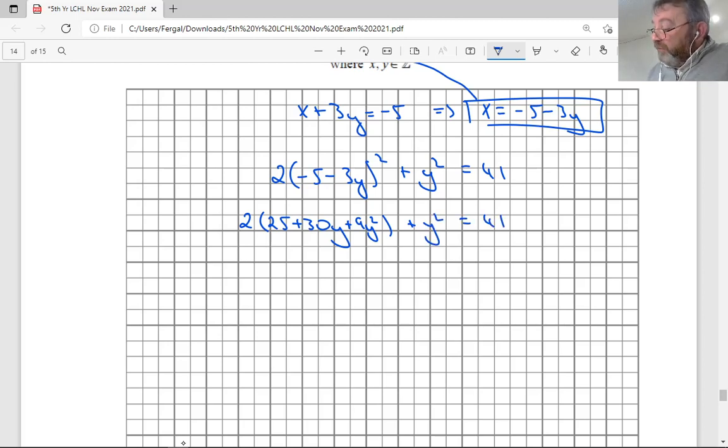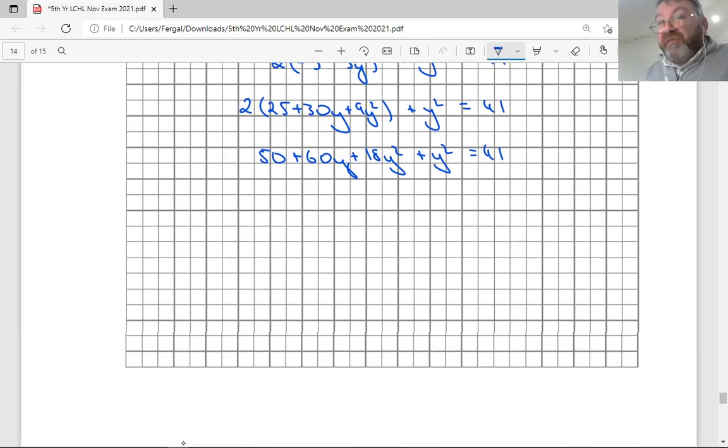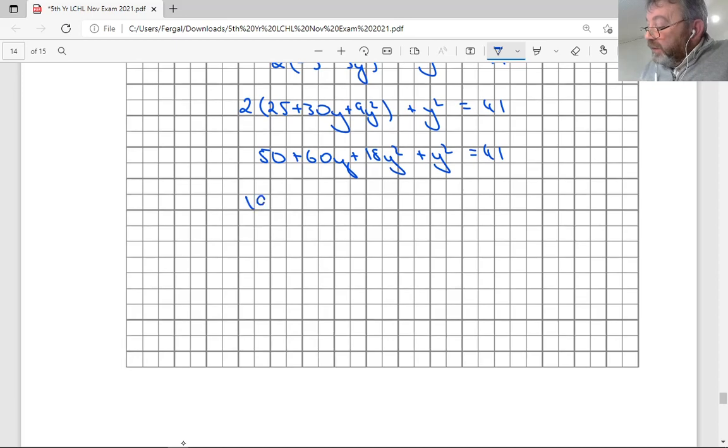Now multiply everything in here by 2. 50 plus 60y plus 18y squared plus y squared equals 41. And finally, form your proper quadratic. 19y squared, that's those two, plus 60y, and then 50 minus 41 is plus 9, is equal to 0. And again, there's nothing really much that can go in there. So let's see what we can do.